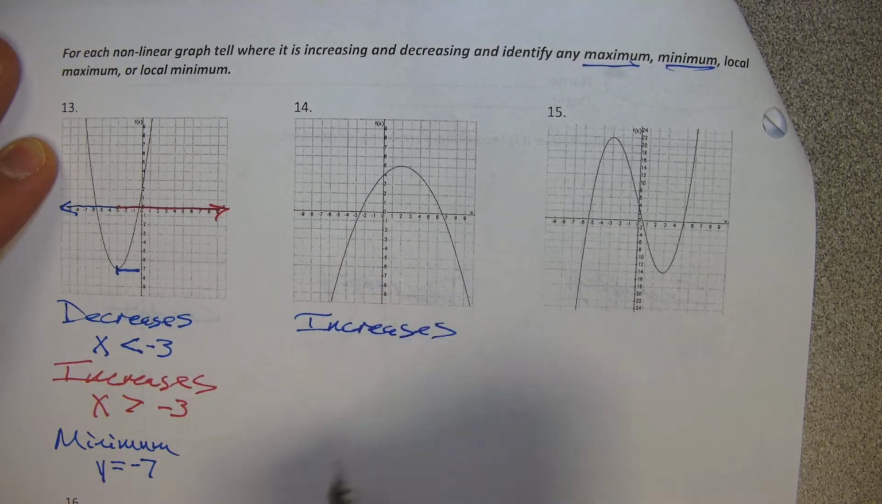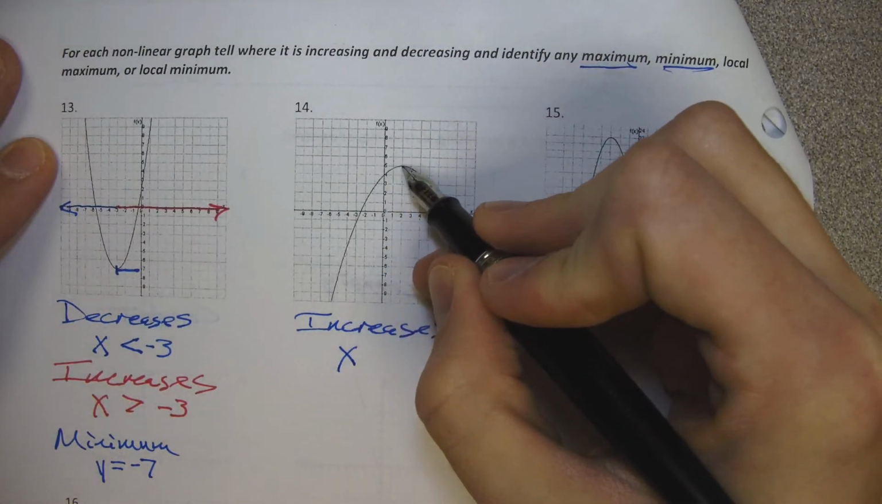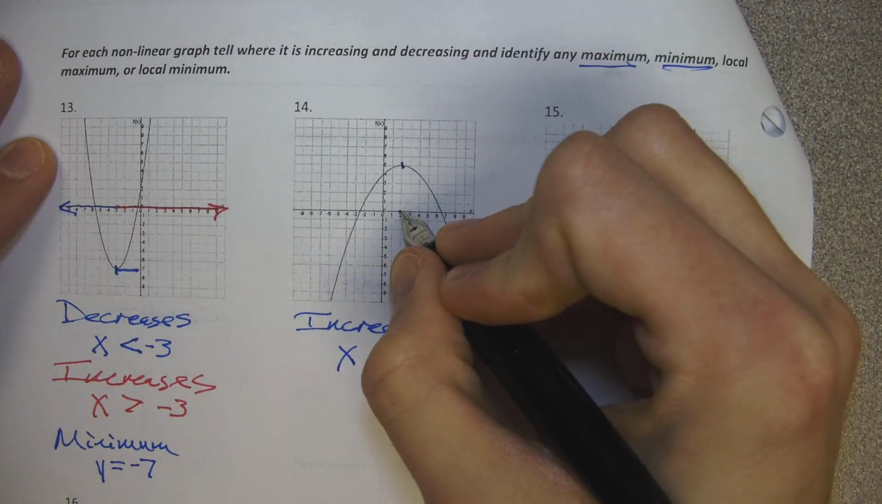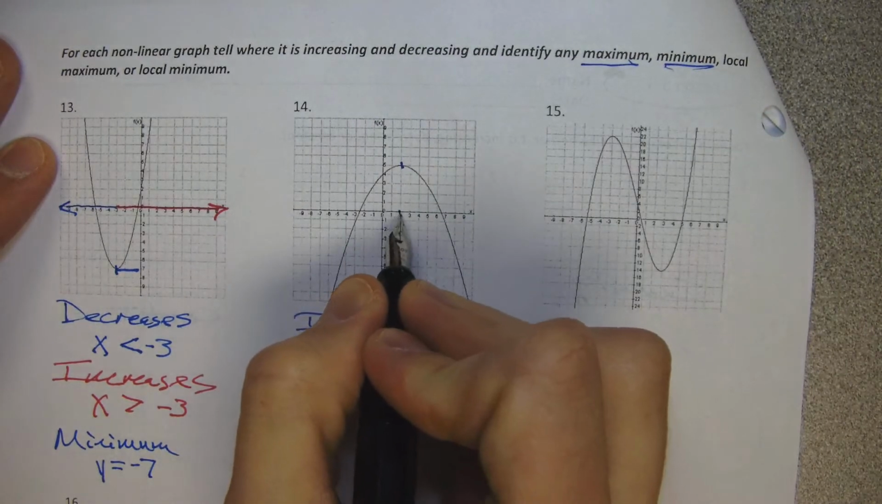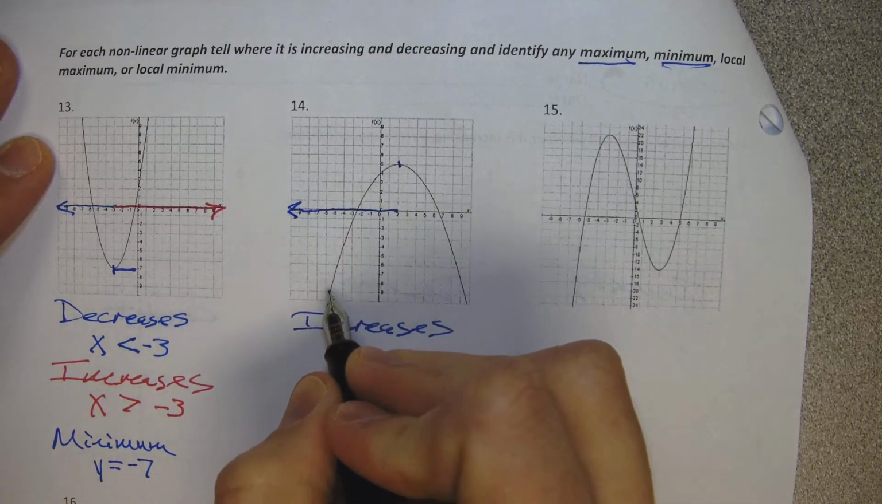So this increases from where x is. Let's see what happens. It increases, increases, increases, increases, stops right here. It stops increasing. Well, that's all the way down here at 2. So anything on the left-hand side here, it's increasing.